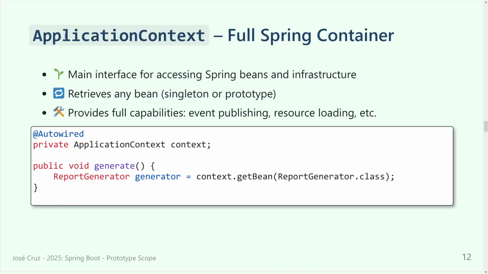I will address this again in more detail. But at the end of the day, the application context is the full Spring container. It's the main interface for accessing Spring Boot's infrastructure. Meaning your application starts, the application context is created with every bean that it's possible to collect at the start of the application. It retrieves any bean, singleton or prototype, and provides full capabilities, even event publishing, resource loading, and so on, things that I will address in the future. And you can inject it like this one, and here you have more versatility to get beans, because you are just saying, go to the context and find a bean of this type, and you can use any one here. And again, it's different from this one.